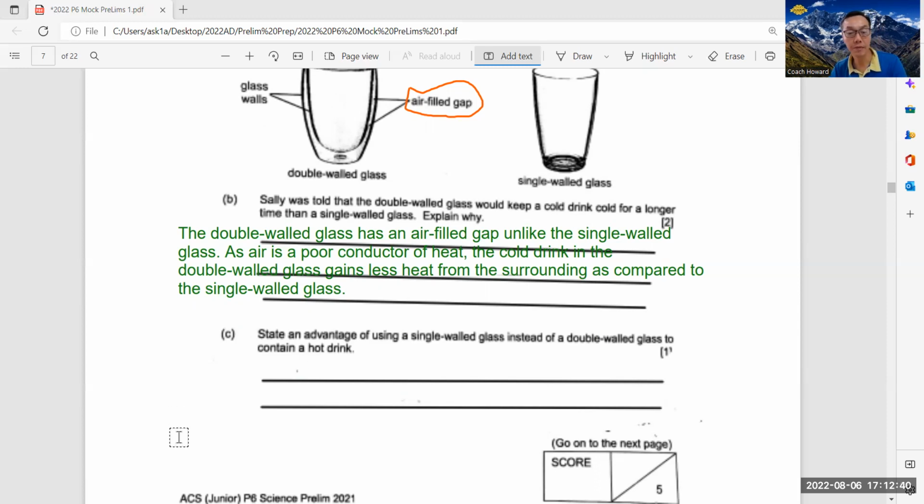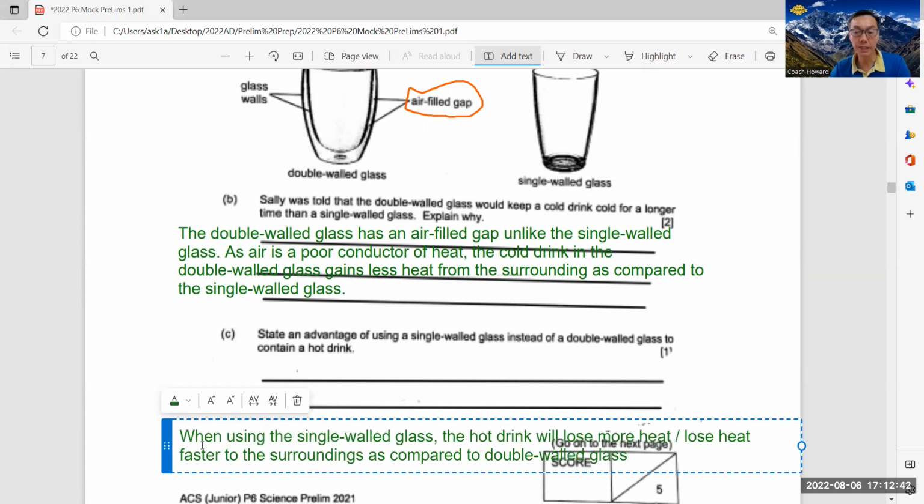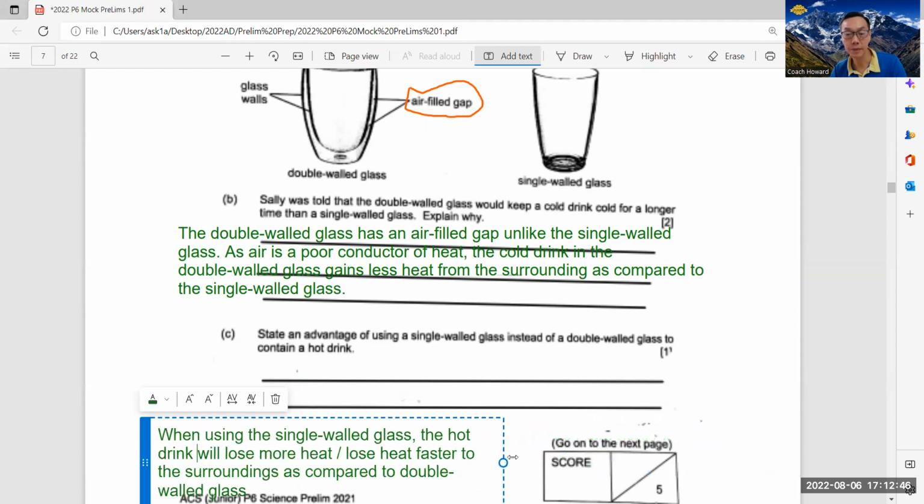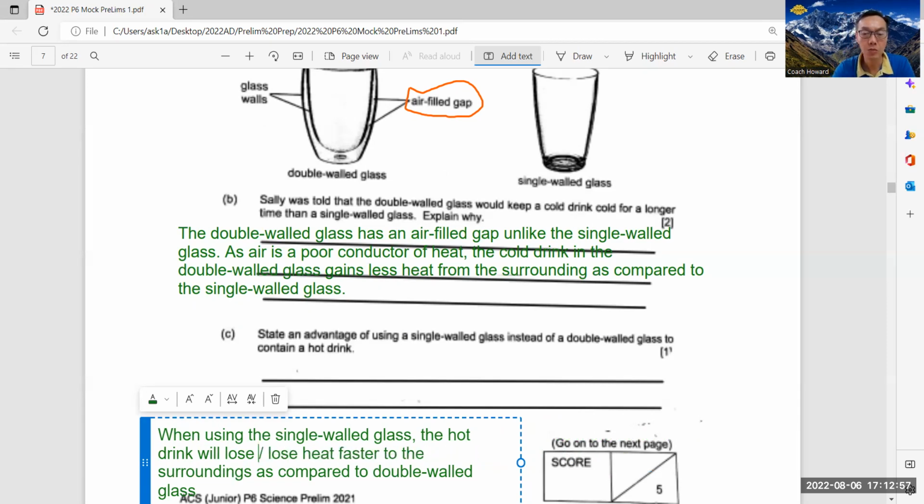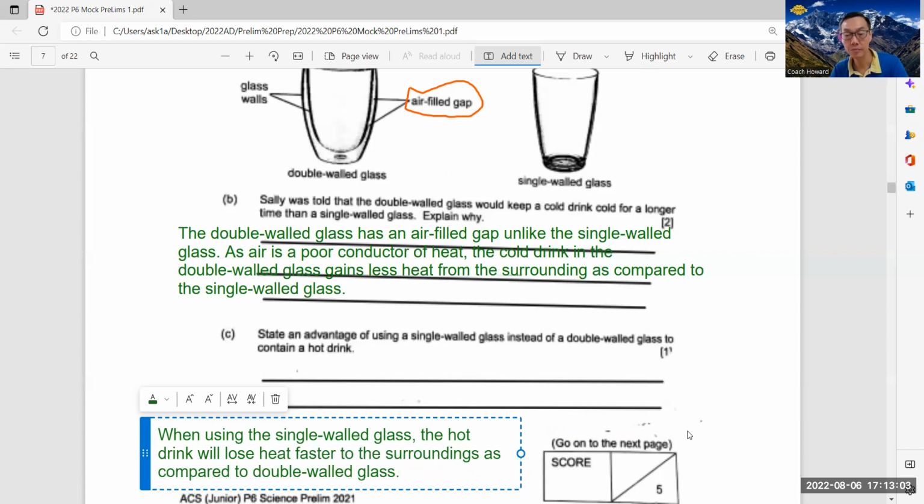So this one, the advantage is, just say when using the single glass wall, the hot drink will lose heat faster to the surrounding as compared to the double glass wall. So this is the advantage.